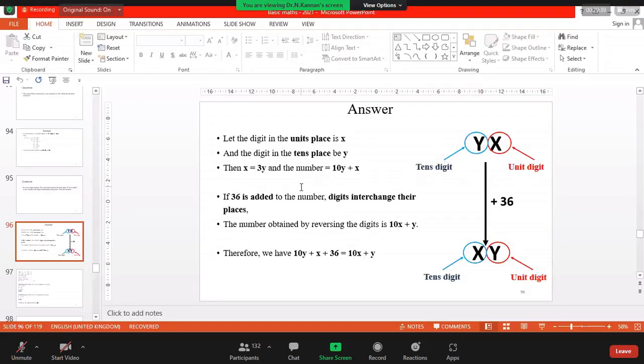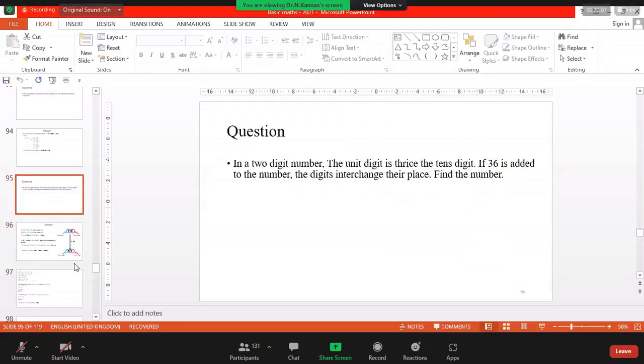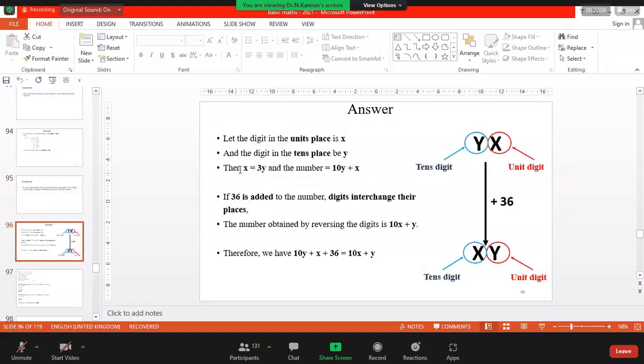Then we say the digit in the tens place is y. The question says the unit digit is thrice the tens digit. So if you correlate x and y, x is equal to 3y. Then according to the question, the number should be 10y plus x.